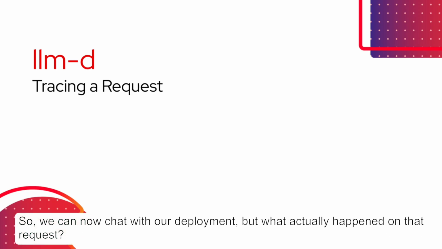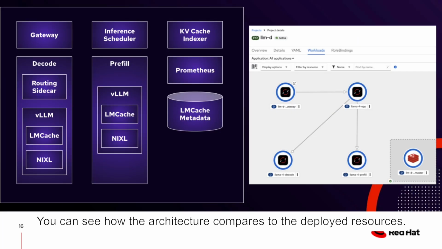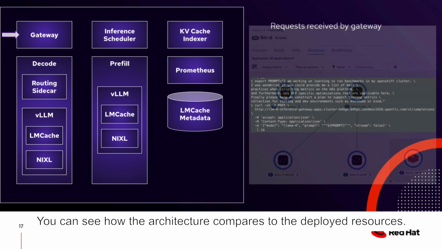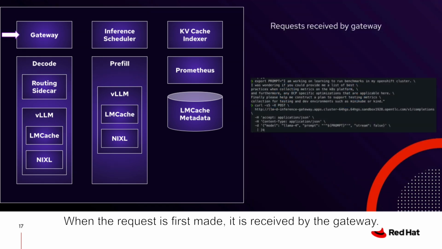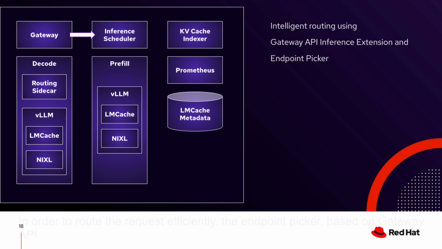So we can now chat with our deployment, but what actually happened on that request? Let's trace the path of the request to understand what llm-d is doing. You can see how the architecture compares to the deployed resources. When the request is first made, it is received by the gateway. In order to route the request efficiently, the endpoint picker, based on Gateway API Inference extension, can process the request.